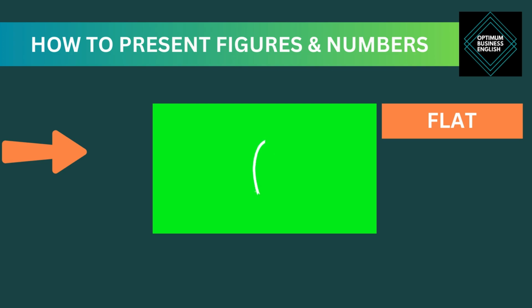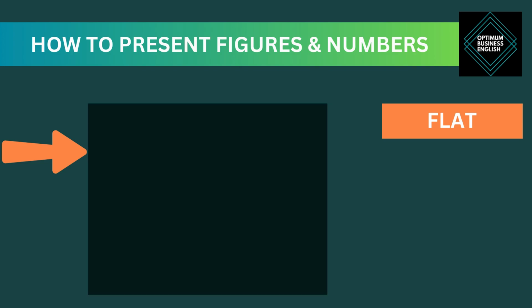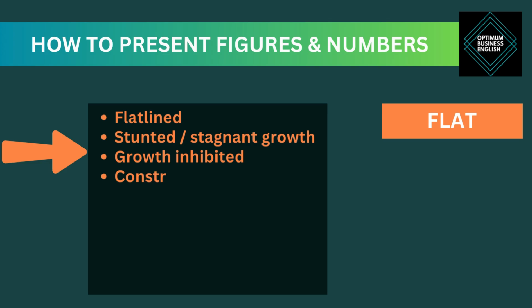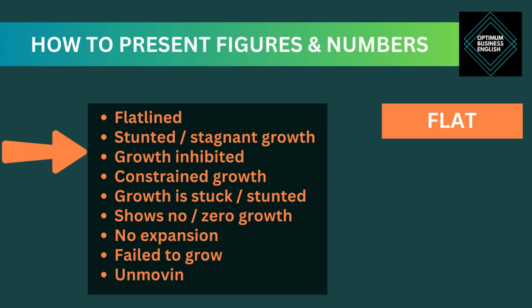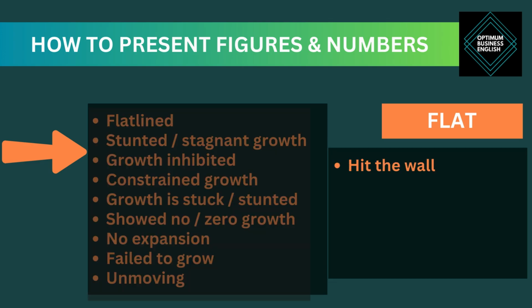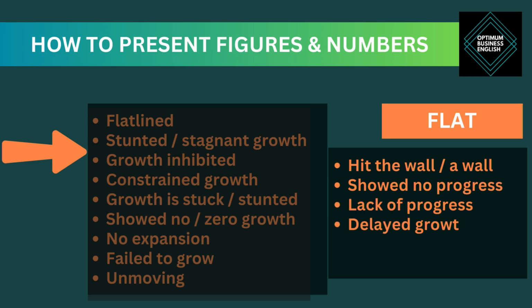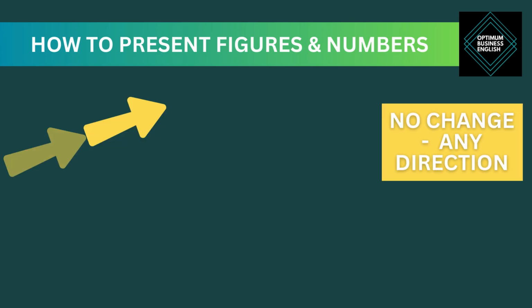If the numbers are flat and are neither going up nor down, you use words and phrases such as flatlined, stunted or stagnant growth, growth inhibited, constrained growth, growth is stuck or growth is stunted. It shows no or zero growth, no expansion, failed to grow, or unmoving. Others would be hit the wall or hit a wall, showed no progress, lack of progress, delayed growth, slumped growth, no evidence of growth.